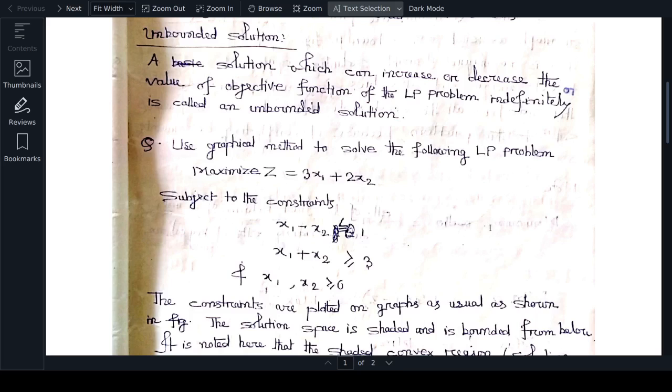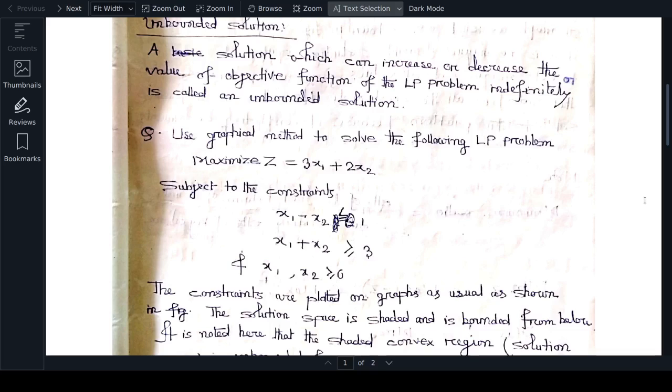When we solve the linear programming problem graphically, we get the corner points, suppose A, B, C. At point A, you substitute in the objective function and get some value. For point B, we get another value. Suppose the problem is maximization: at point A you get 20, at point B you get 30, at point C the Z value keeps increasing and your region is unbounded. Then we say this gives us an unbounded solution.